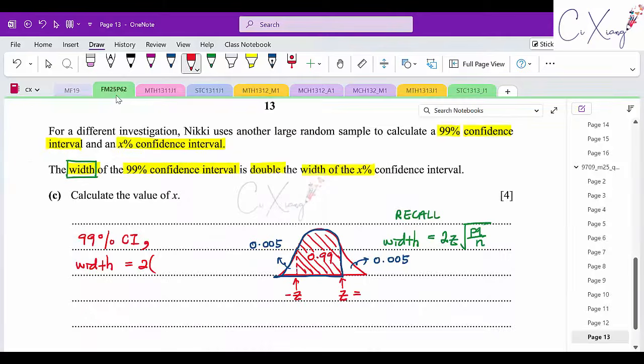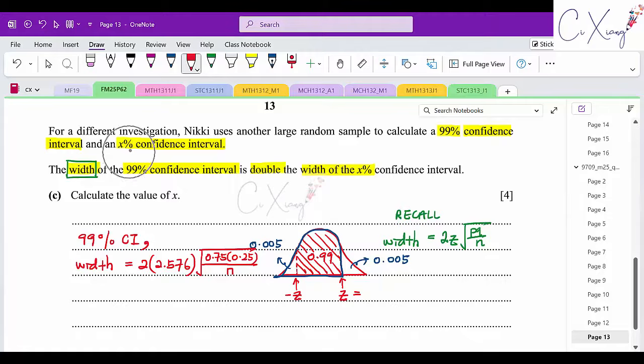Okay, so we have 2.576 for the Z. Then the square root PQ over N, I will get square root. P is 0.75, Q is 0.25, but too bad now I don't know what the value of the N is, so I just keep it like this first. This is the width for a 99% confidence interval.